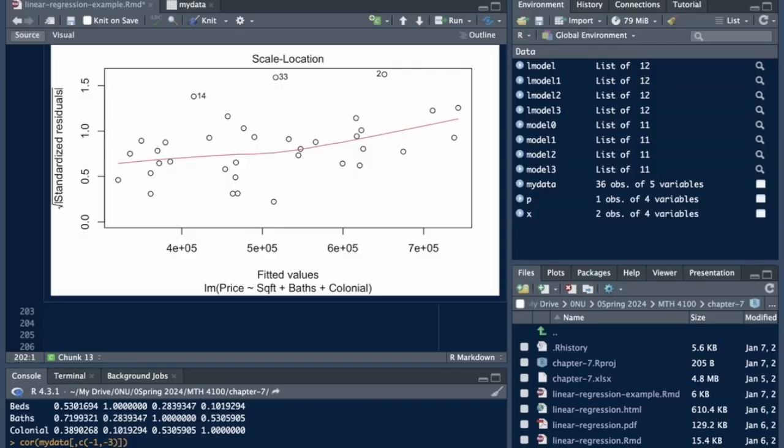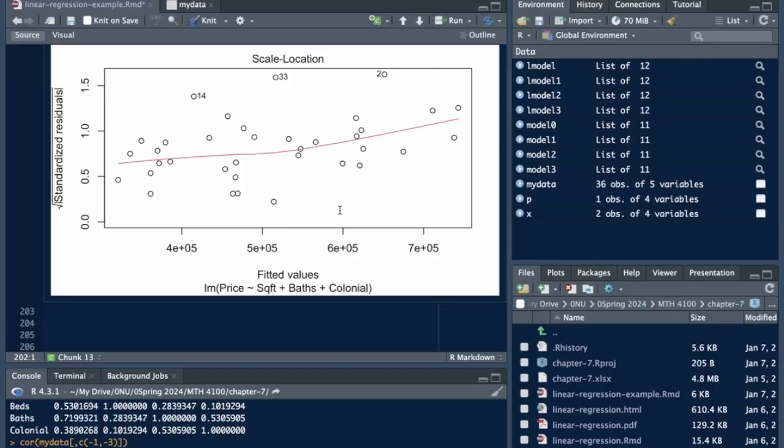The y-axis represents the square root of the standardized residuals, or sometimes they use the absolute value of the residuals only. When you look at the scale-location plot, technically we want to see a horizontal line with roughly constant spread of points across the range of fitted values. If we see this, it suggests the variance of the residuals is approximately constant. If there are no clear patterns or trends, then we are good.